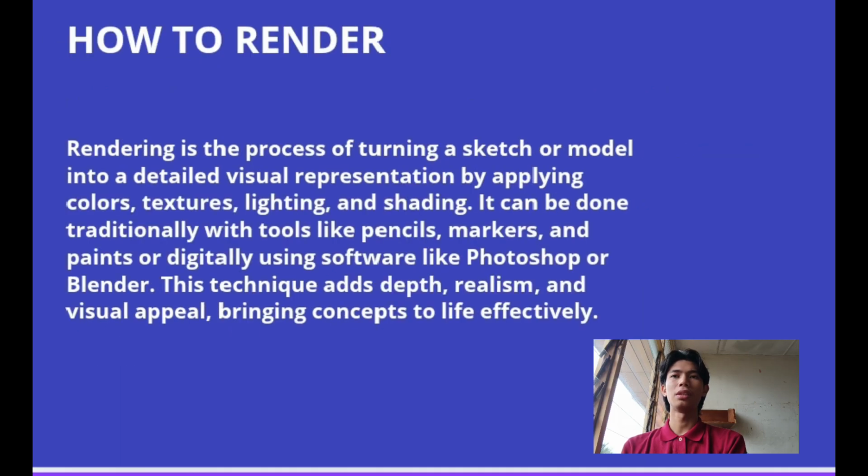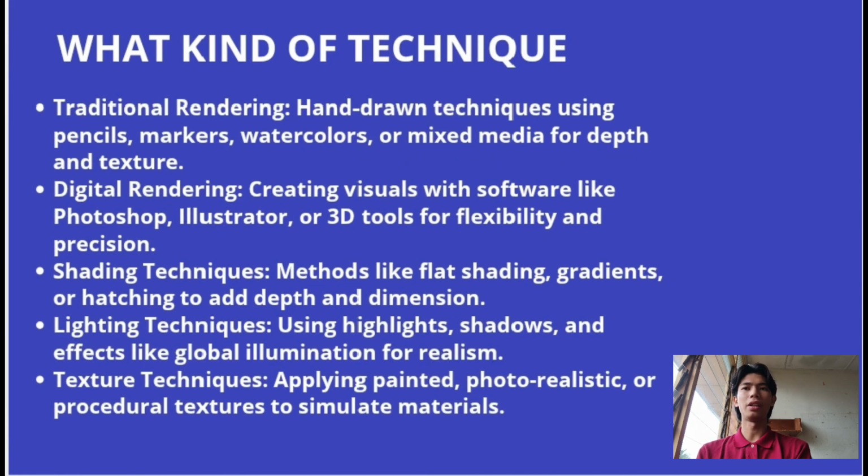Now, how to render. Rendering is a process of turning a sketch or a model into a detailed visual representation by applying colors, textures, lighting, and shading. It can be done traditionally with tools like pencils, markers, and paints, or digitally using software like Photoshop or Blender. This technique adds depth, realism, and visual appeal, bringing concepts to life effectively. Various techniques in rendering include traditional rendering, using hand-drawn techniques, digital rendering, using software like Illustrator, Photoshop, or 3D tools, shading techniques, lighting techniques, and then texture techniques.